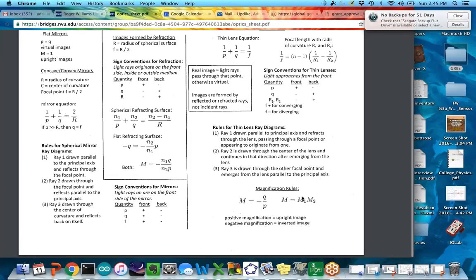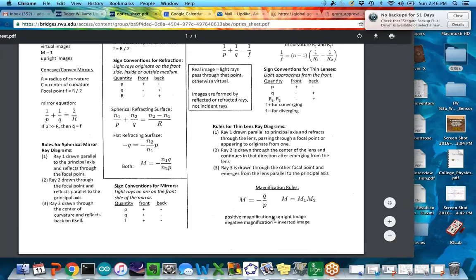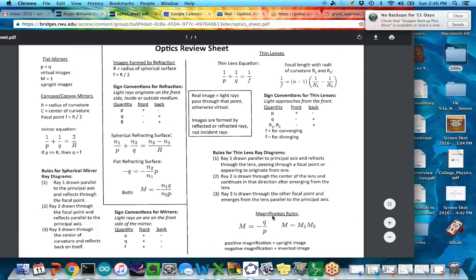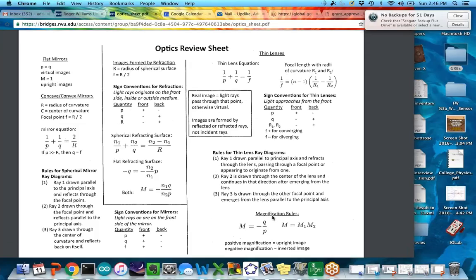This one you need to know. This is when you have multiple mirrors again. We won't be doing that one. And then this is true down here for everything. Yep, so probably the homework for the optics is the best way to go.